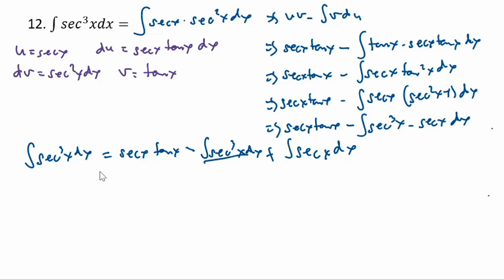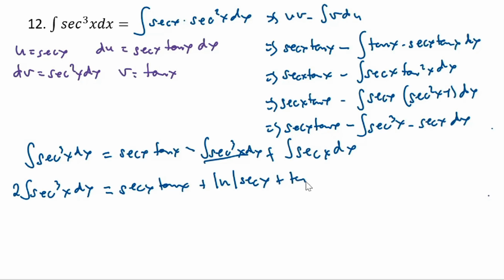Since this one is similar to the original given, I will transpose that one, and that becomes now 2 the integral of secant cube x dx. Why 2? Because this becomes positive 1. So 1 plus 1 of secant cube x dx becomes now 2 the integral of secant cube x dx, equal to secant x tangent x plus the integral of secant x dx. We have the ln of secant x plus tangent x plus a constant.